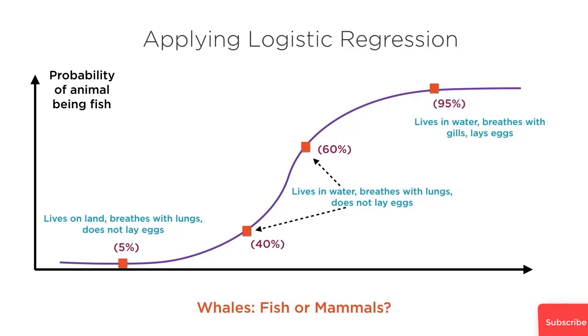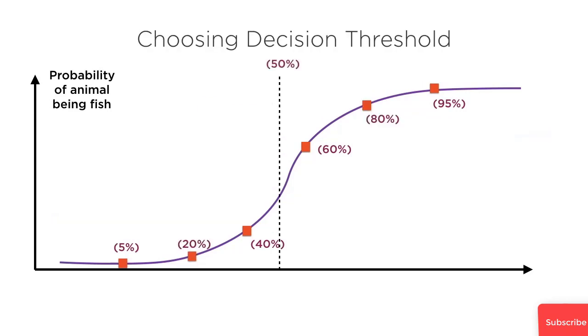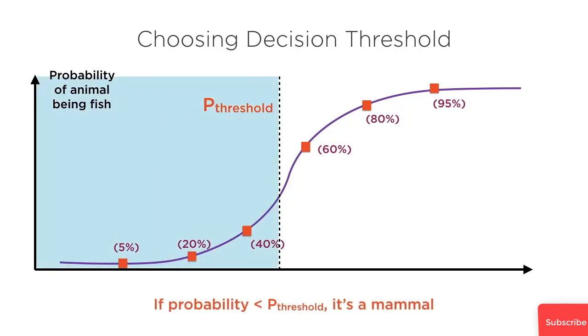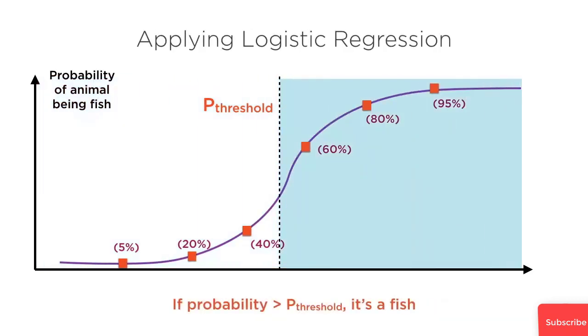Now, along this curve, whales, are they fish or mammals? In order to determine this, what you need to define here is a threshold along which you'll categorize an animal as a fish or a mammal. This threshold could be 50% or could be any other value that you decide. Whatever the P threshold, this is what you use to categorize your input. If you get a probability output from your model which is less than P threshold, you'll say that that animal is a mammal. Or if the probability score, that is the output of your model, is greater than P threshold, you'll categorize that animal as a fish.